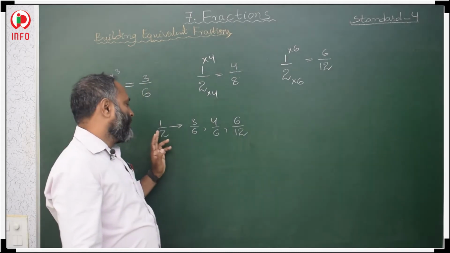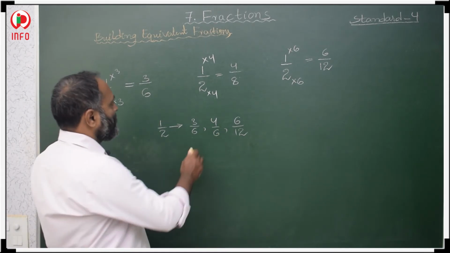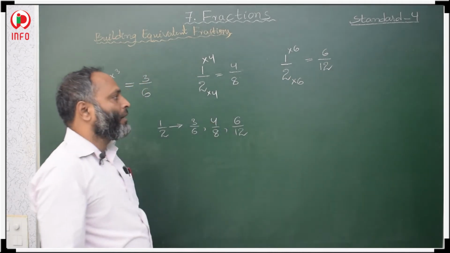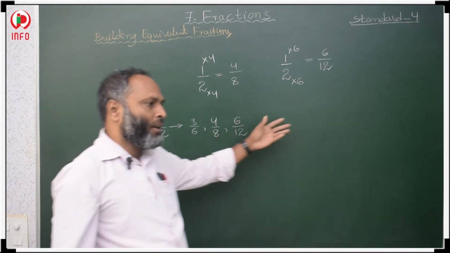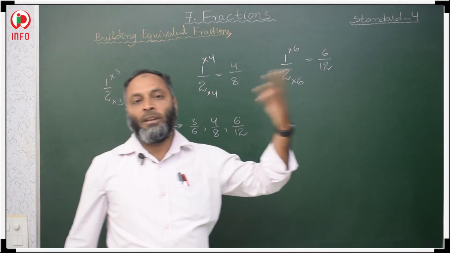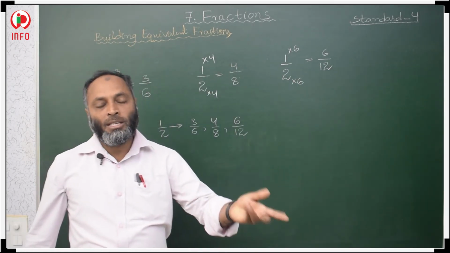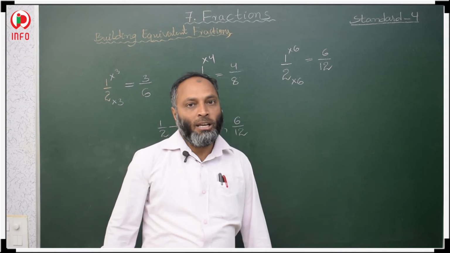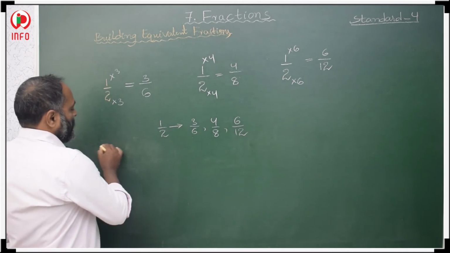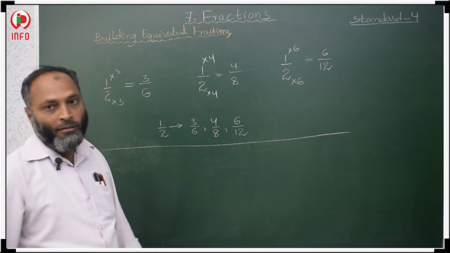It means the equivalent fractions of 1 by 2 are 3 by 6, 4 by 8, sorry, this is 4 by 8, next 6 by 12, and so on. The number of equivalent fractions we can build depends on our multiplying number. Whatever number you multiply with, you will get your equivalent fraction. So this is how to multiply and find the equivalent fractions.